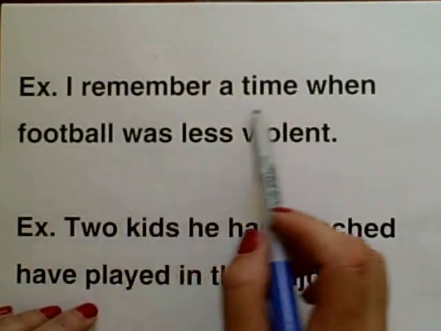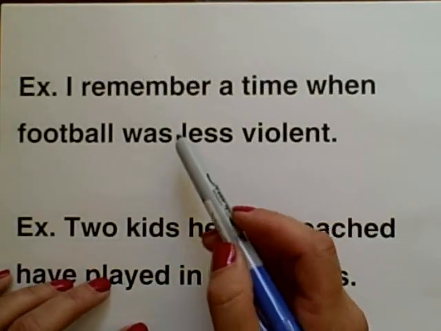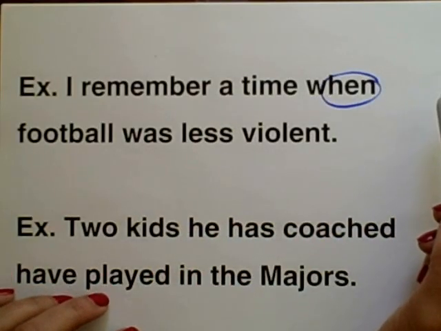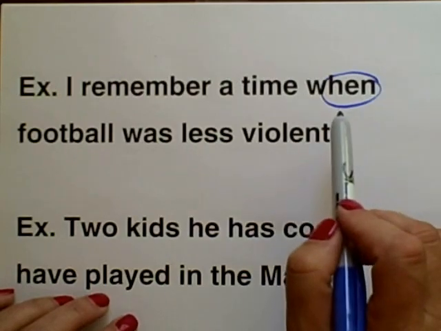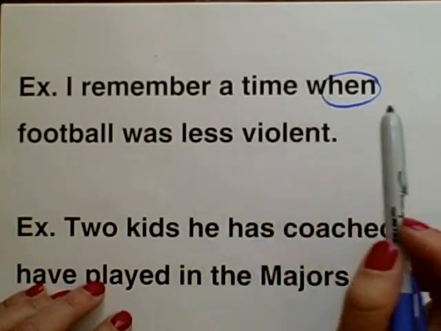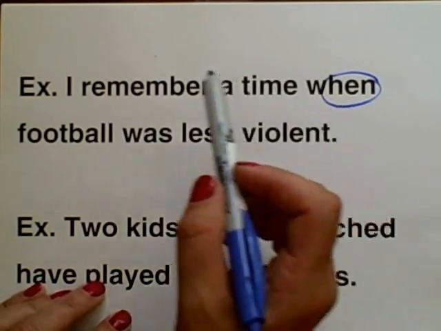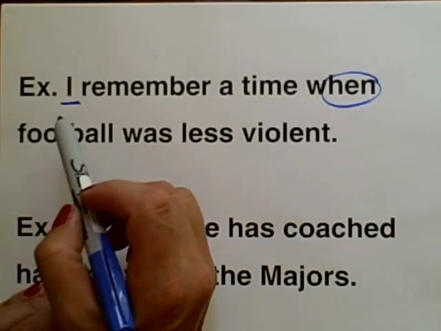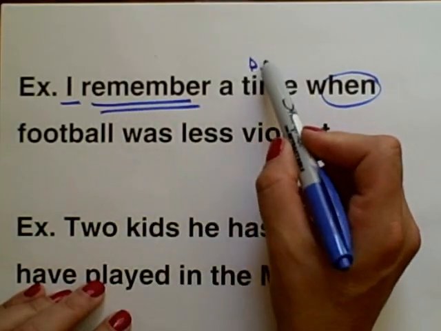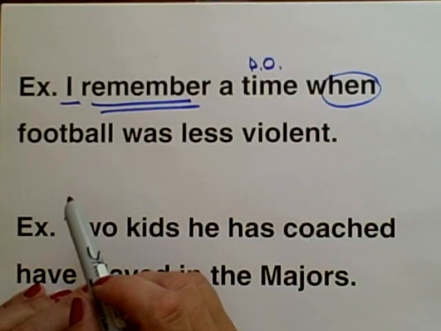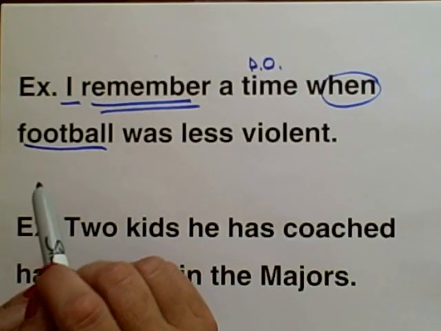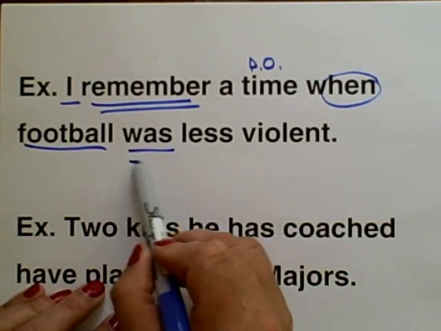I remember a time when football was less violent. Here our trigger word is a conjunction, when. Can you see what your adjective clause is? Let's begin by finding both clauses. Look for a subject and a verb in each. In the main or independent clause, we have as our subject I and our verb remember. Time is a direct object in our main clause. In the subordinate clause, we have subject, football, and verb was.